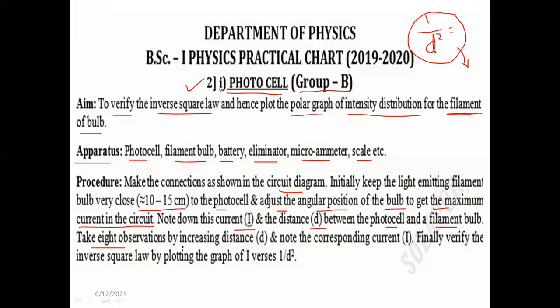Take 8 observations by increasing distance small d. In the earlier experiment we had capital D, and here the notation is small d for distance, and note the corresponding current I. Finally, verify the inverse square law by plotting the graph of current versus 1 upon d square. So here you have to vary, that is increase, the distance small d, and note down the current I in the micrometer.